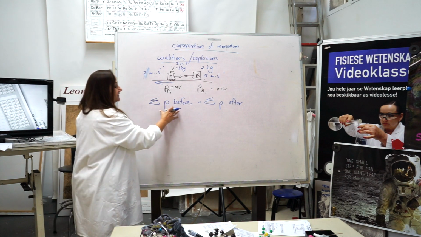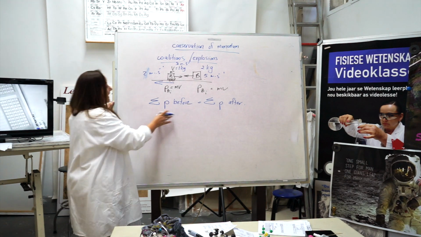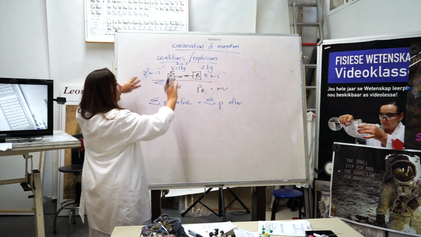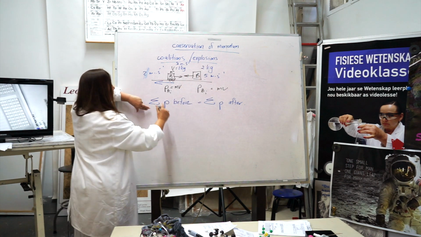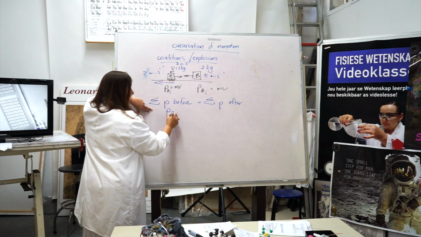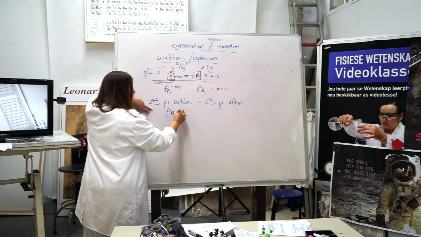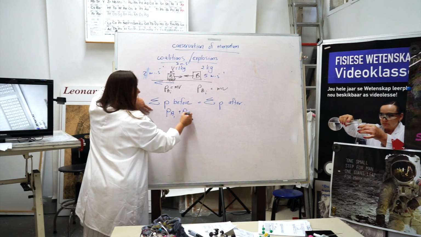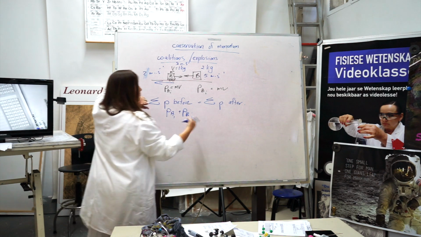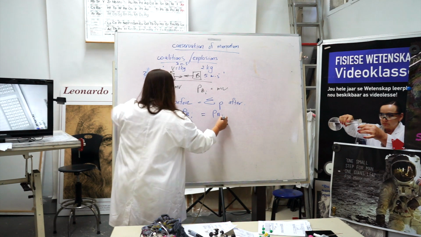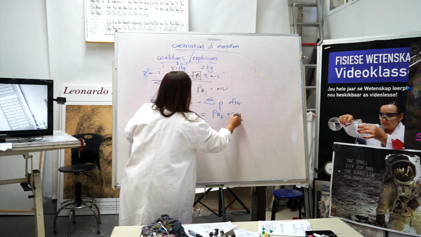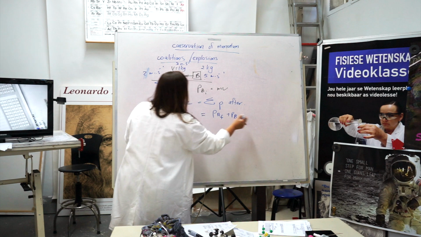So you always start with this, and then I have to say, okay, what happens before the collision? That means there was the momentum of car A initial, plus the momentum of car B initial. And it would then equal the momentum of car A final plus the momentum of car B final.